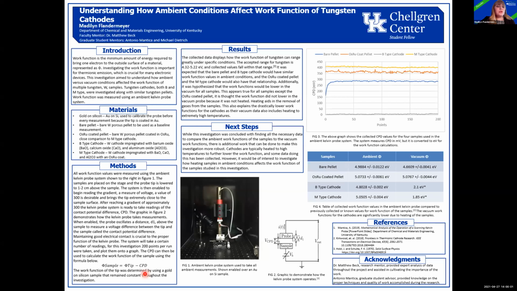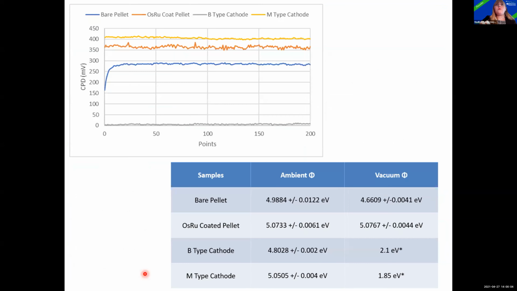So switching over to the data, here is a zoomed in view of that. First in the graph, this is all of the 4 samples with their CPD measurements. So it's important to note that the graph is showing how different each of the samples is from the tip itself. So the graph is showing that the B-type cathode in gray is very similar to the work function of the tip, whereas the M-type cathode is the most dissimilar.